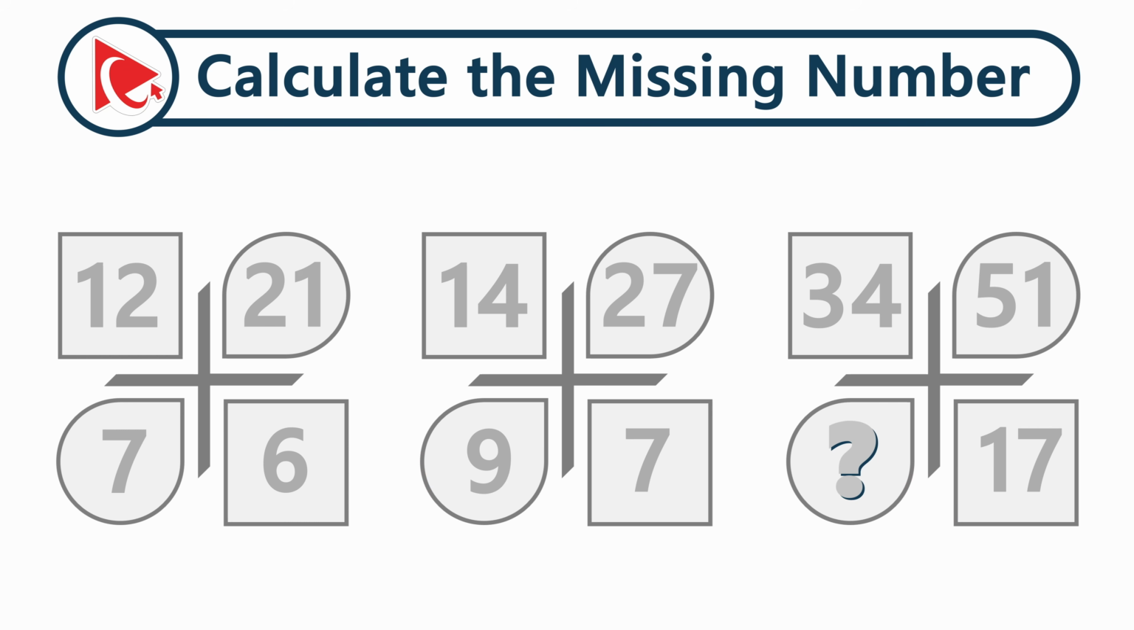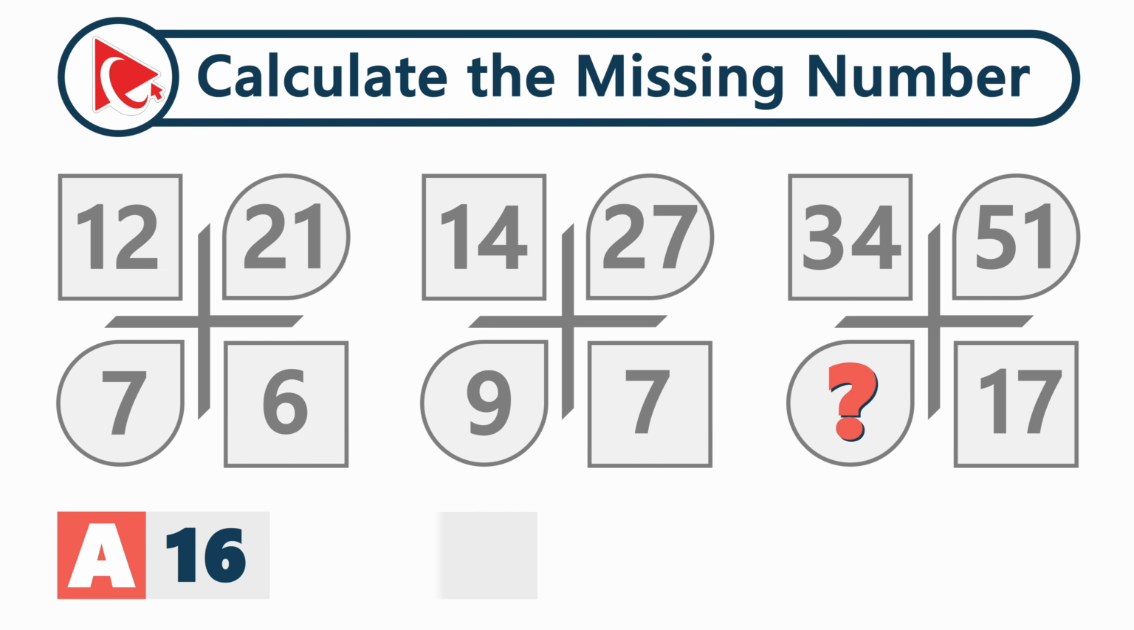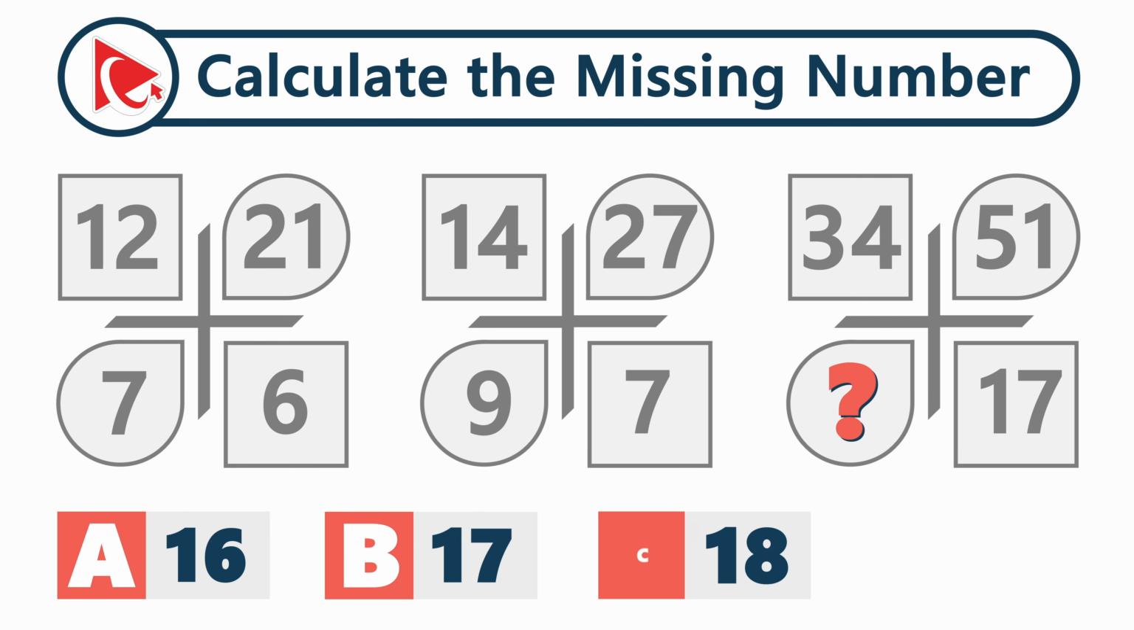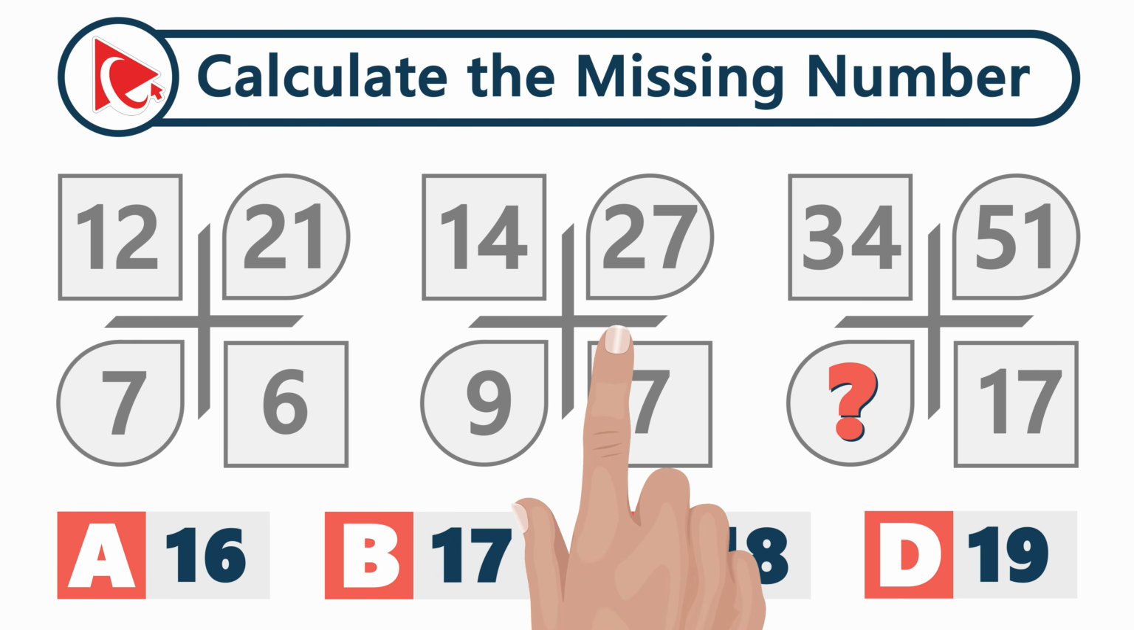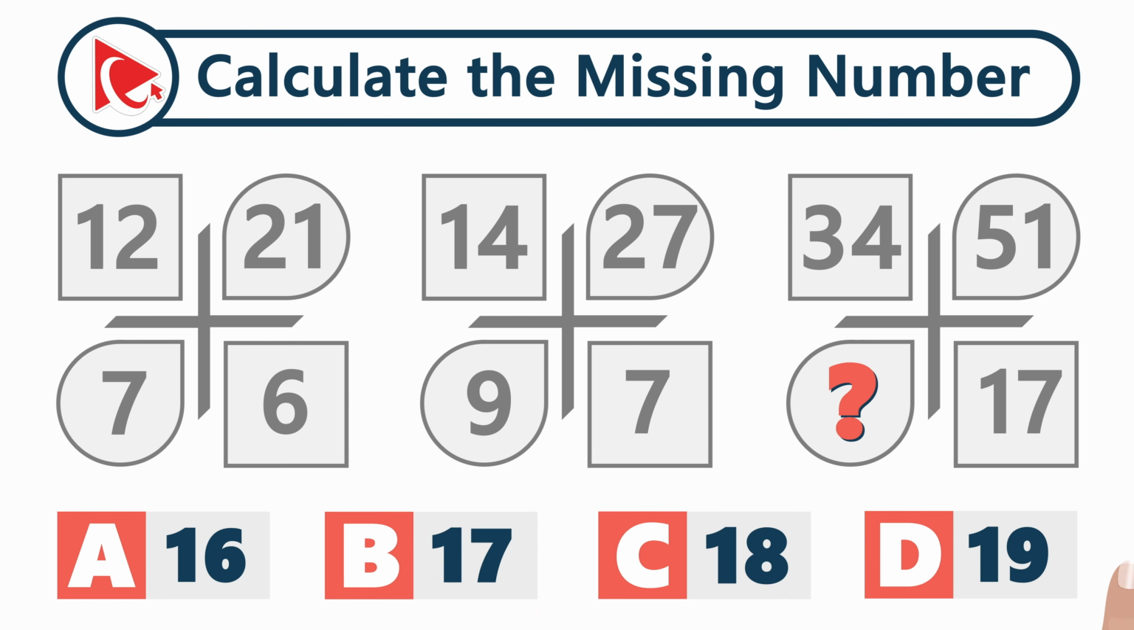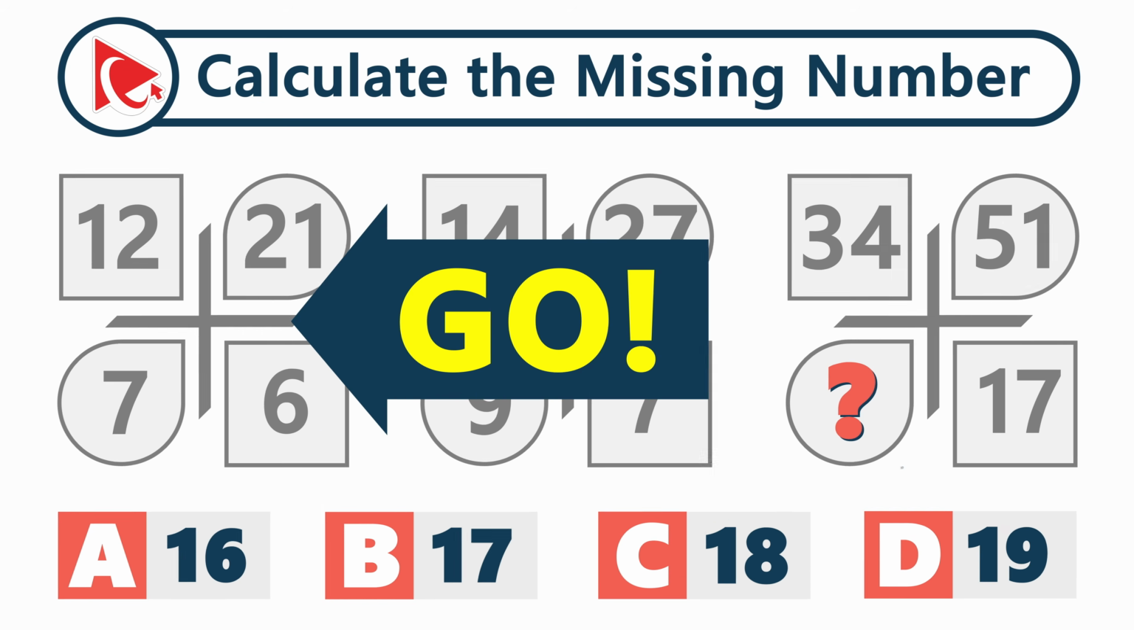The first shape has numbers 12, 21, 6, and 7. The second shape has numbers 14, 27, 7, and 9. The third shape has numbers 34, 51, 17, and then comes the missing number, which you need to calculate and select out of 4 possible choices. Choice A, 16, choice B, 17, choice C, 18, and last but not least, choice D, 19. Take your time to carefully think through this problem, eliminate the wrong choices, and double-check your final answer. Ready, set, go!